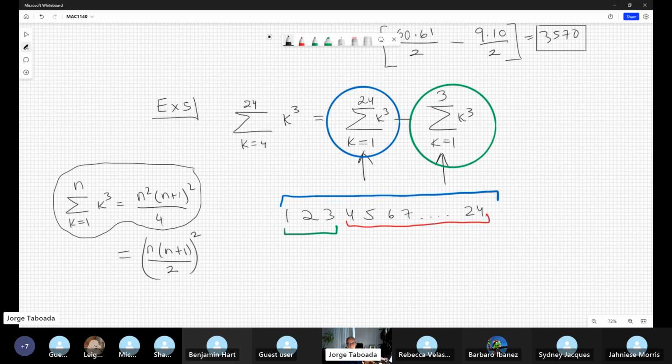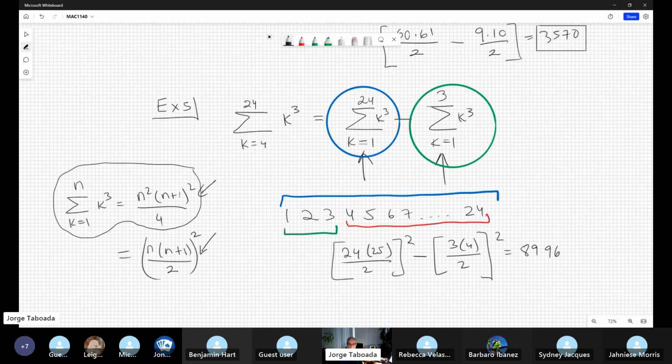Again, one more time, I ask, is this idea clear? In my opinion, this is the most complicated part, because the rest is calculated. I did it that way, look, using this formula. And by the way, it's the same: 24 multiplied by 25, that is M plus 1, divided by 2, and you square everything, minus 3 times 4, M plus 1, divided by 2, squared. And the answer is, wow, 89,964. It's logical, I guess, a big number because it's cubic. However, in the formula it's not cubic, it's a square.